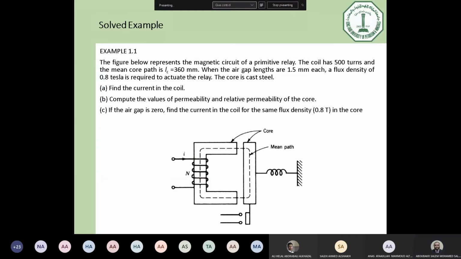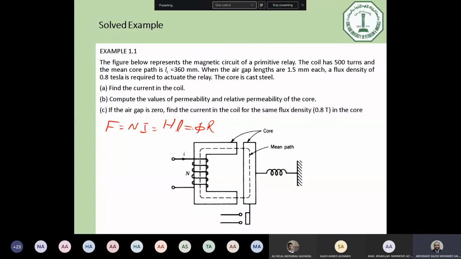Now we have one relation which is going to be used in most of our problems. This relation is MMF, which is NI, equal to what? HL. Exactly, HL, equals also phi, which is the flux, multiplied by reluctance.